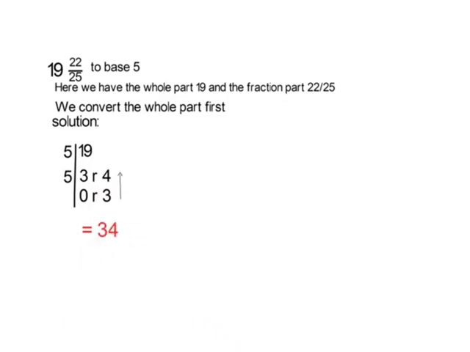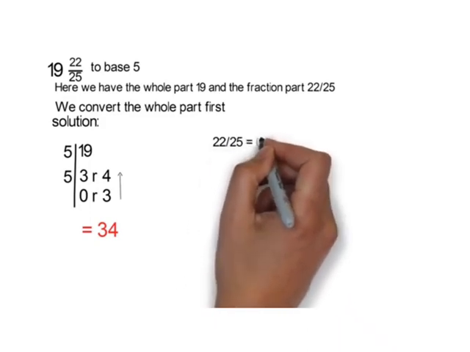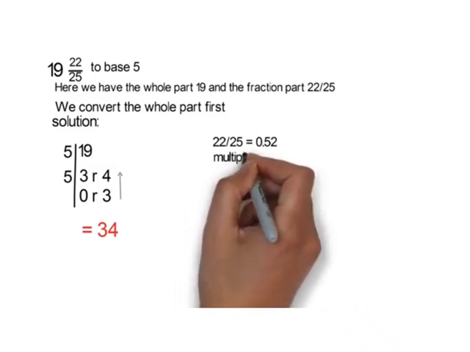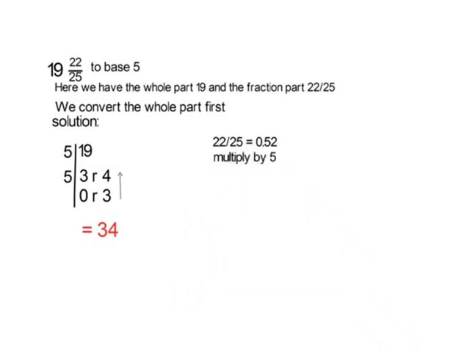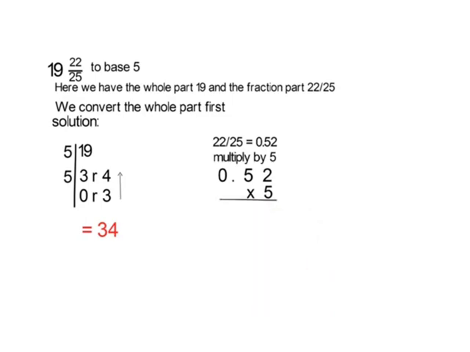We are not done yet, we still have the fraction part to solve. So what do I do next? I convert my 22 over 25 to a decimal fraction. So converting that, I have 0.52. So what do I do next? I start multiplying by 5. So I have 5 times 0.52 will give me 2.6.